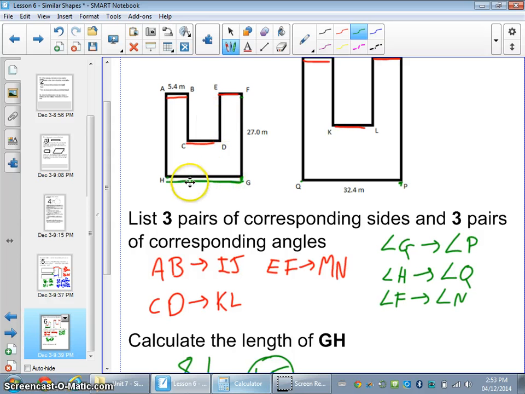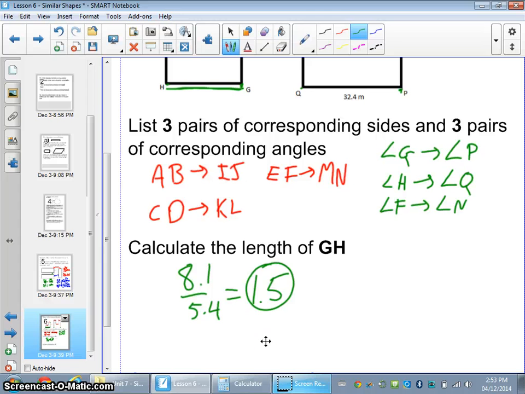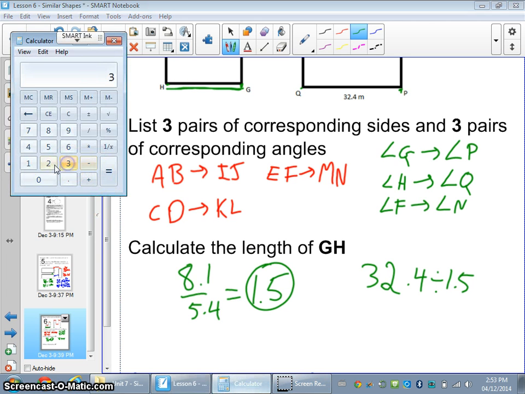And I need to figure out the size of the bottom here. It's going to be smaller and I have a number bigger than 1. So to make this number smaller, you have to say, well, do I multiply or divide by 1.5? Try both. I know to make it smaller, I need to divide by this number. So I'm going to do that. 32.4 divided by 1.5 should give me the length of GH down here. So let's check. 32.4 divided by 1.5 gives me 21.6.